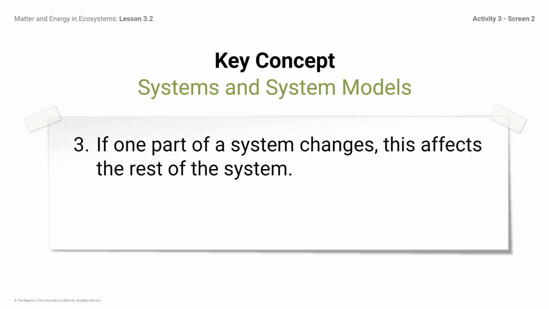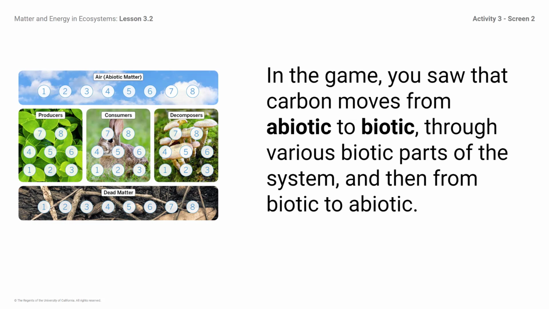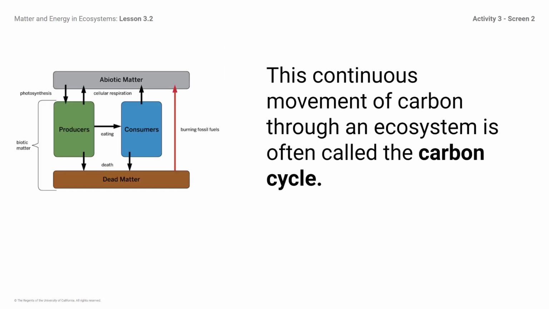Key concept. If one part of a system changes, this affects the rest of the system. In the game, you saw that carbon moves from abiotic to biotic through various biotic parts of the system and then from biotic to abiotic. This continuous movement of carbon through an ecosystem is often called the carbon cycle.